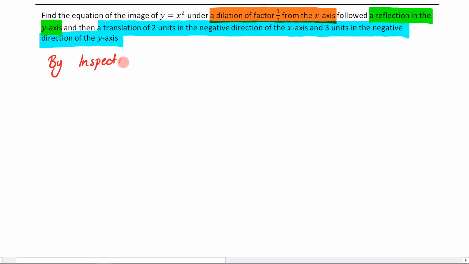And what we're going to do is we're going to say, hey, we're starting with y is equal to x squared. If I have a dilation of a factor of a half from the x-axis, because I'm dilating from the x-axis, I know that it's just going to put a half in front of what I've already been given. If I have a reflection in the y-axis, what that means is in the x position right here, I'm going to be putting in negative x.